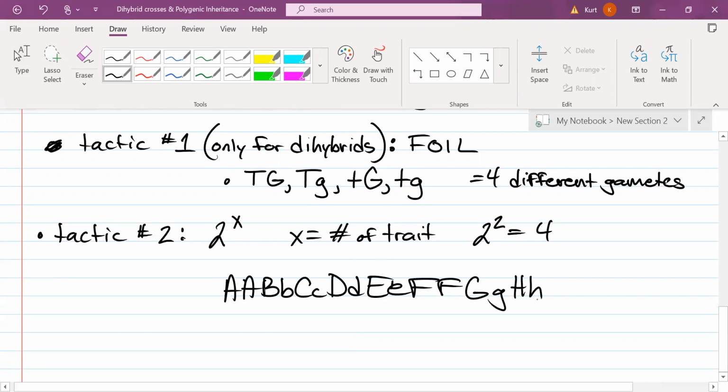Yeah, that's crazy. How many different traits are there? 1, 2, 3, 4, 5, 6, 7, 8. What would you do? If I said how many different types of sperm or egg could you make? 2 to the 8. It's like 256, I think.